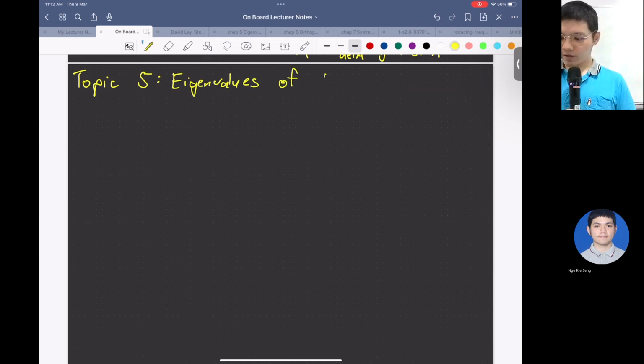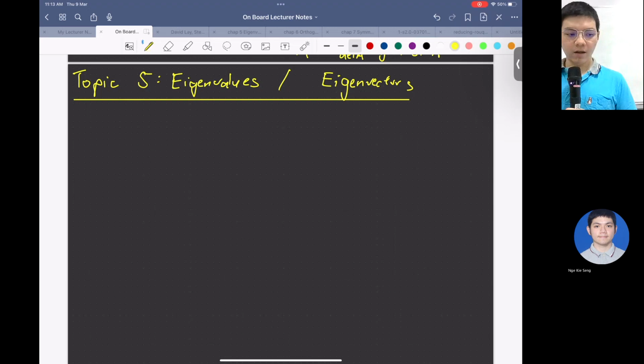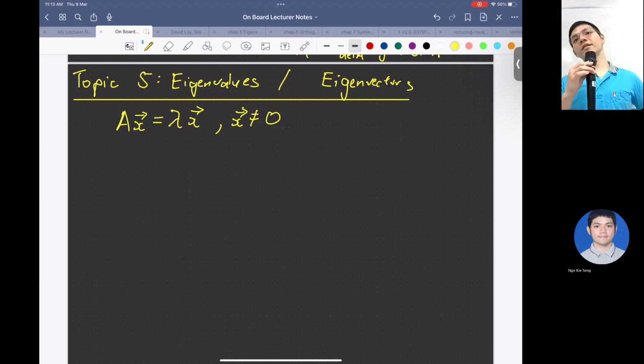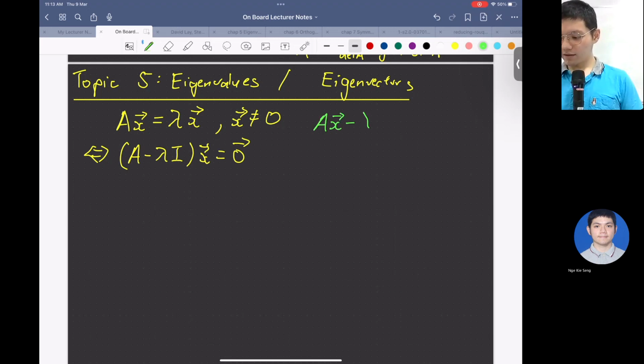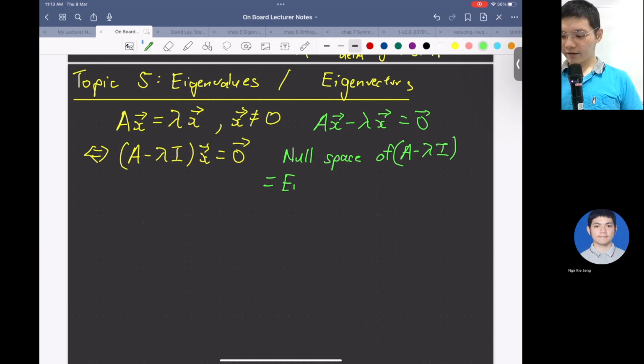Chapter 5 is talking about eigenvalues and eigenvectors. So what are eigenvalues and eigenvectors? It's just some vector that satisfies Ax equals lambda x, where x cannot be 0. If x is 0, lambda can be anything, so we don't want this kind of ambiguity. This is equivalent to (A minus lambda I) times x equals 0, where I just moved lambda x to the right-hand side. This is why we always talk about this equivalence. The null space of A minus lambda I is what we call the eigenspace.